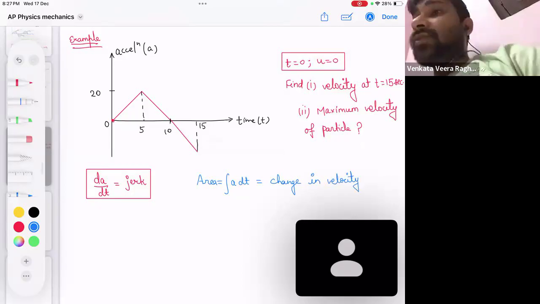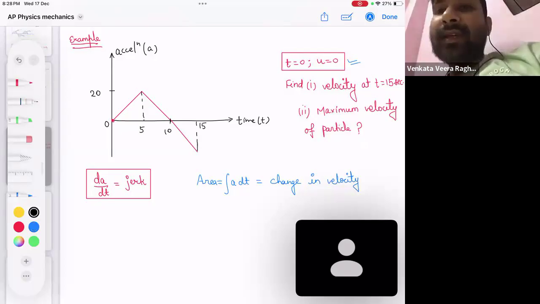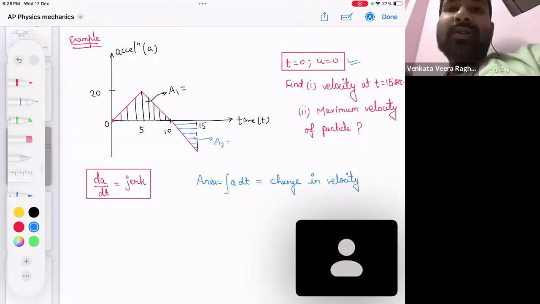We want to find the velocity at t equal to 15, and the initial velocity is given 0. So should I find the area enclosed by this curve? Is it going to help us in calculating the change in velocity? I will take this area A1 as positive and this area A2 as negative.